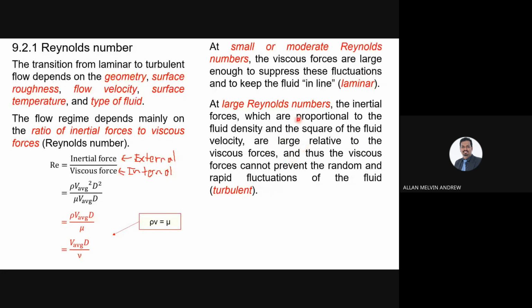So what is it actually saying? When the inertial force is larger, the Reynolds number also will be larger because it is directly proportional. It will cause rapid fluctuation in the fluid, which causes turbulence. The fluid cannot move the way it is supposed to move because outside forces are acting upon it, and this causes it to be turbulent.